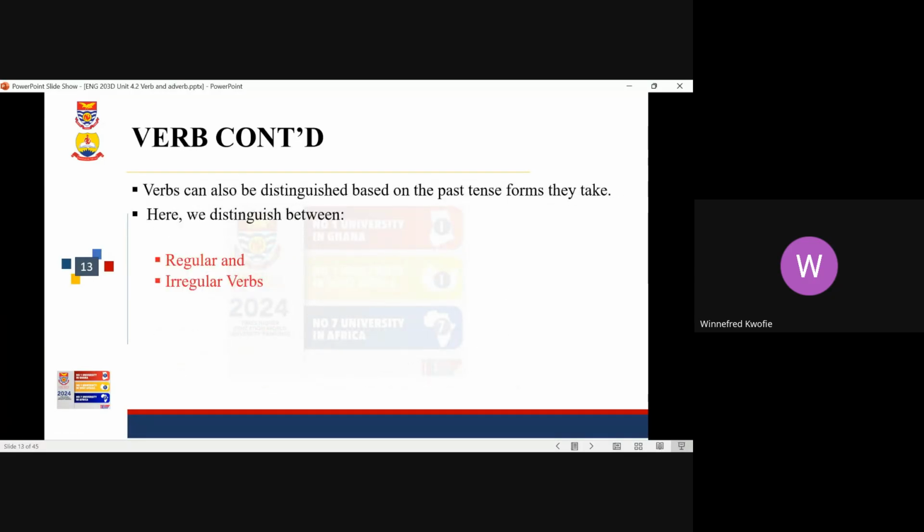So we've identified auxiliary and lexical verbs. We've identified finite and non-finite. Now we are looking at regular and irregular. Selena.